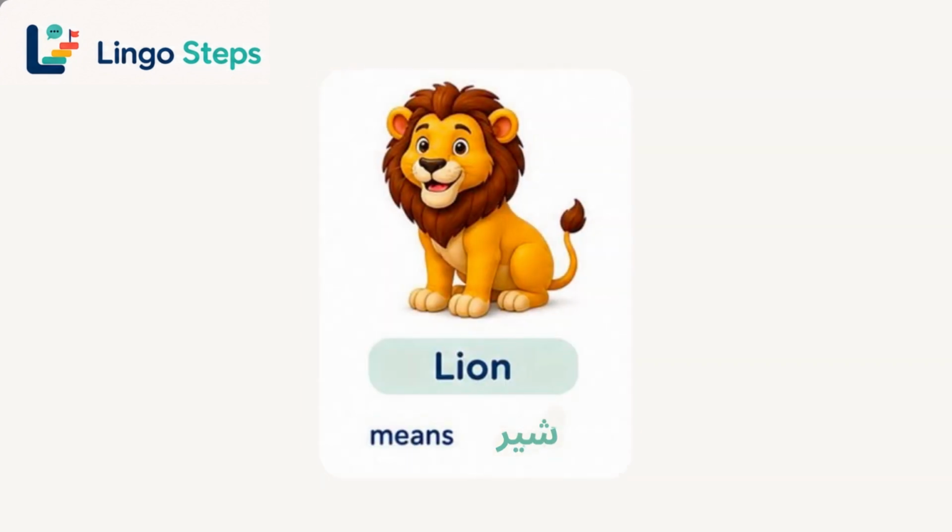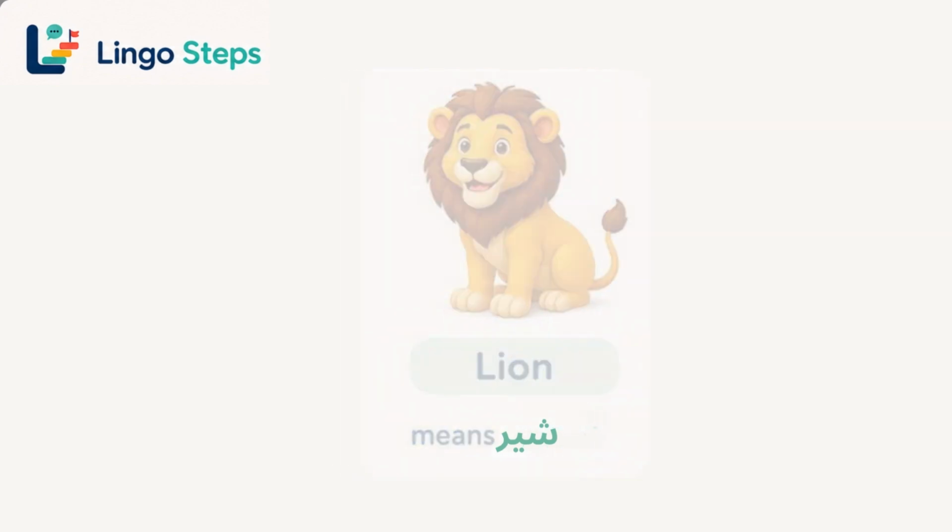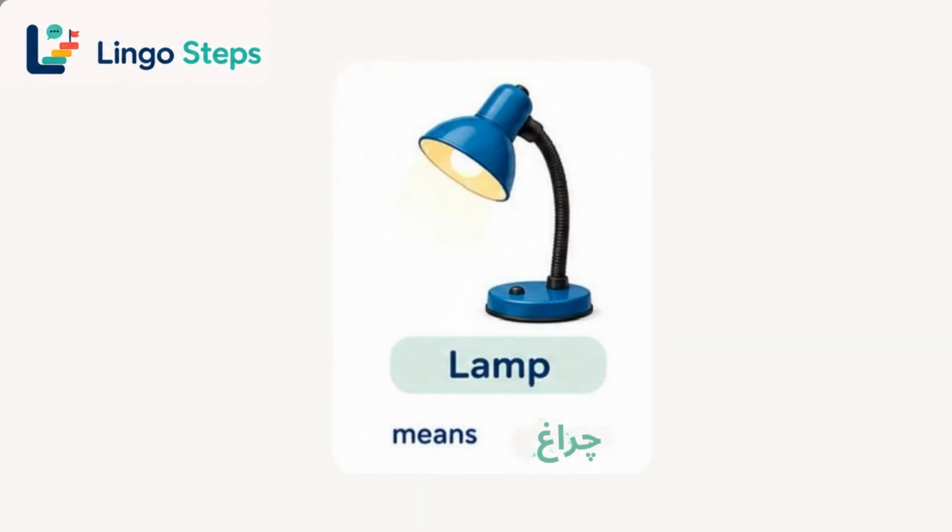Lion. Repeat. Lion. Lion یعنی شیر. Lamp. Repeat. Lamp. Lamp یعنی چراغ.